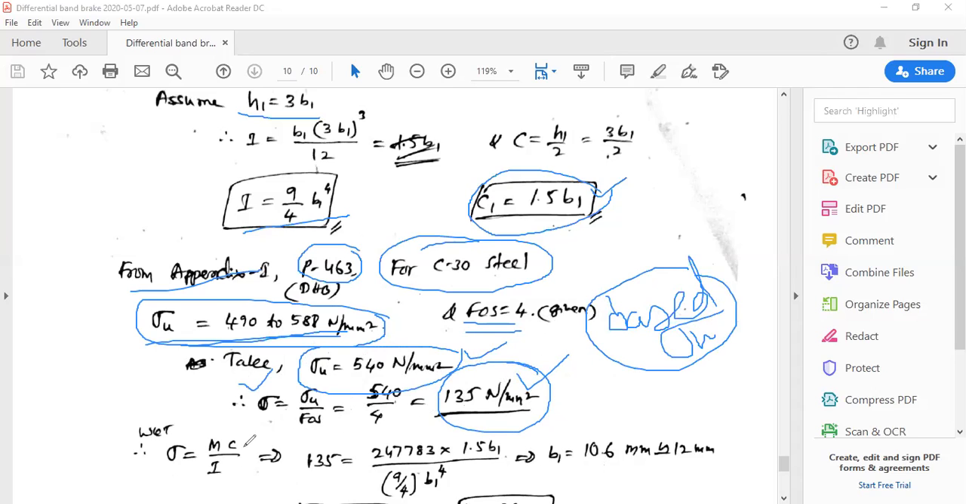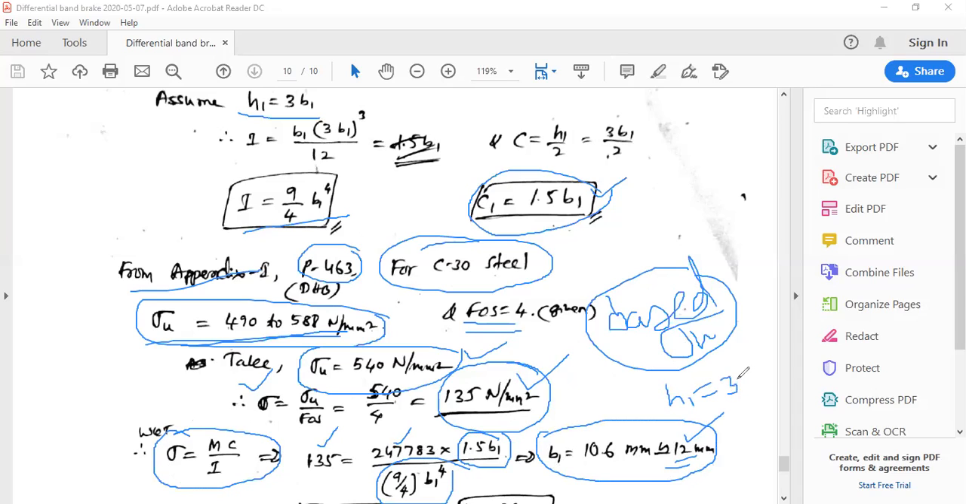Once you get this value, we have the bending equation sigma equal to M into c divided by I. Sigma is 135, M is 2,47,783 Newton mm, c is 1.5 b1, and I is 9 by 4 b1 raised to 4. After solving, we get 10.6 mm, which is rounded off to 12 mm. So this is the value of b1. Then h1 is thrice the value of b1, so this value is 36 mm, 3 times b1. So this is the calculation part.